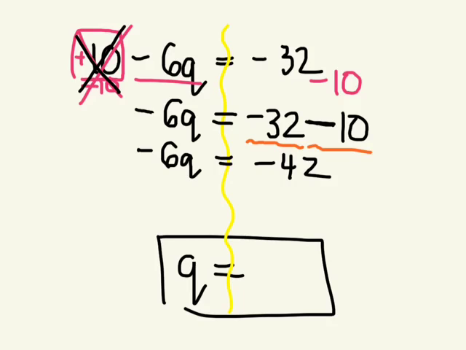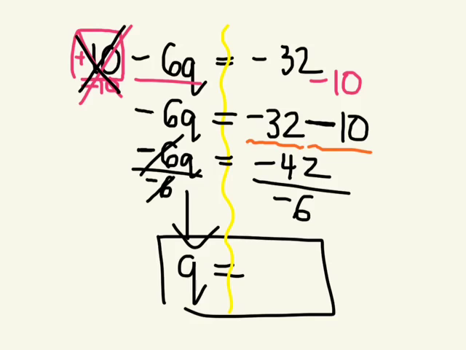Now we have negative 6q, which means negative 6 times q, right? What's the opposite of multiplication? Division. And if I divide this by negative 6, if I divide it by itself, it cancels out, and I'm left with just q. So what do I have to do to the right side? You divide that by negative 6. Good. Negative 42 divided by negative 6 is positive 7, so q equals 7.